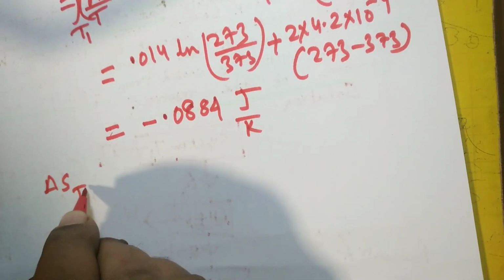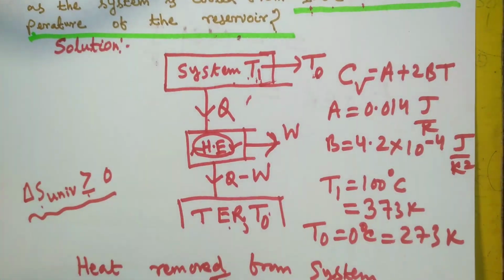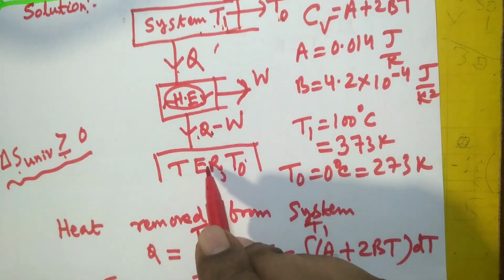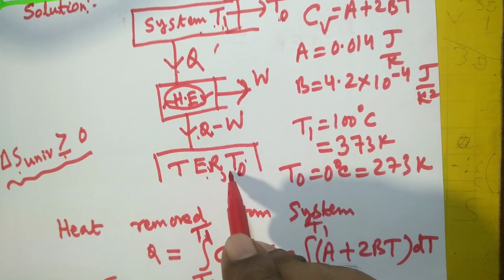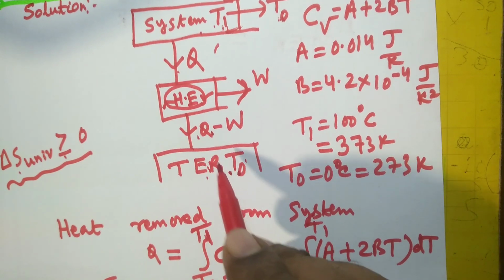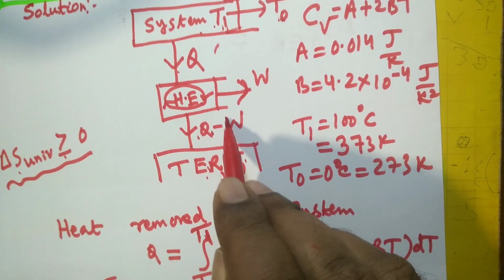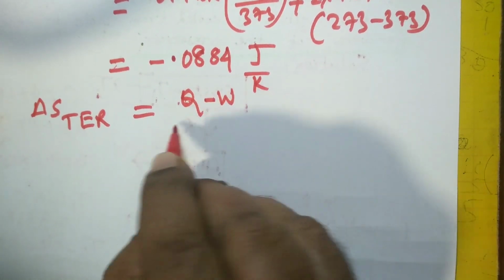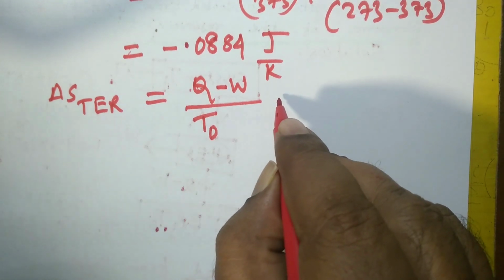Now delta S of TER, thermal energy reservoir. You see, I have already calculated, we know how to calculate the delta S of thermal energy reservoir. This is the heat supplied to thermal energy reservoir. But during the heat addition to this thermal energy reservoir, its temperature does not change. So this delta S of TER will be nothing but Q minus W divided by T0. T0 is the temperature of low temperature reservoir.